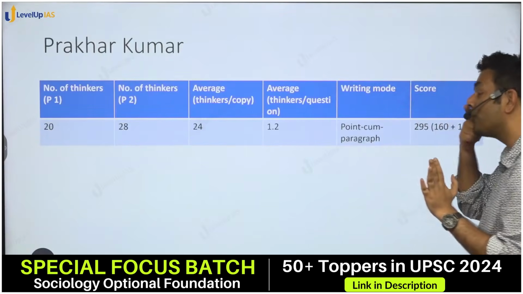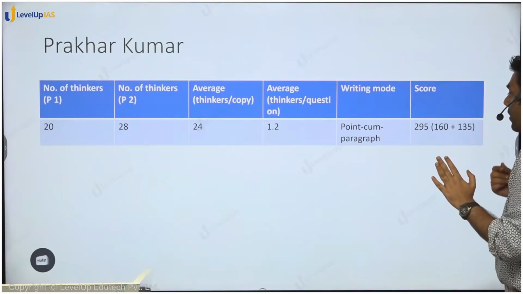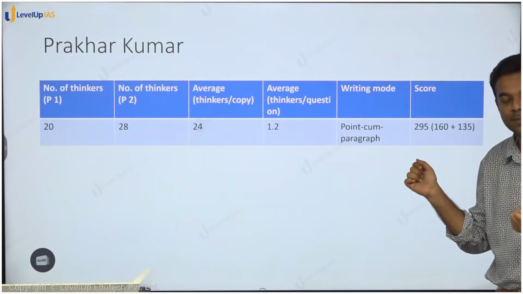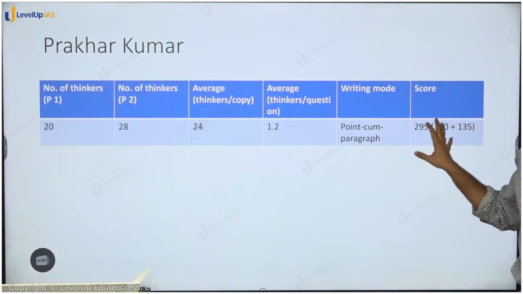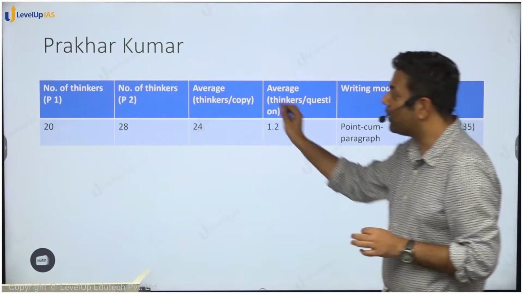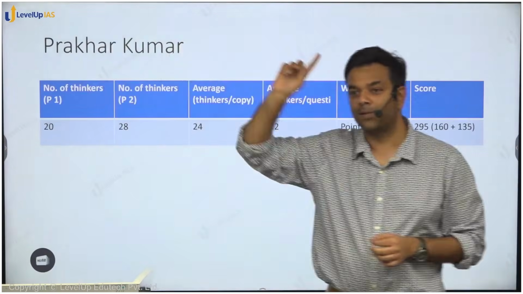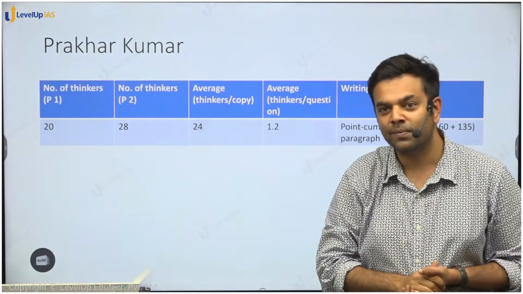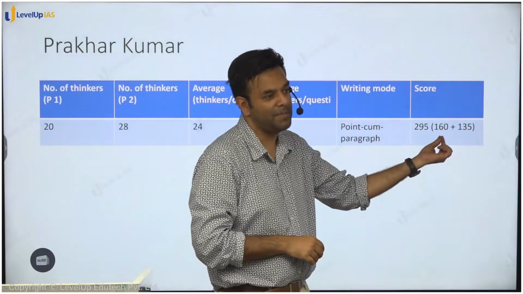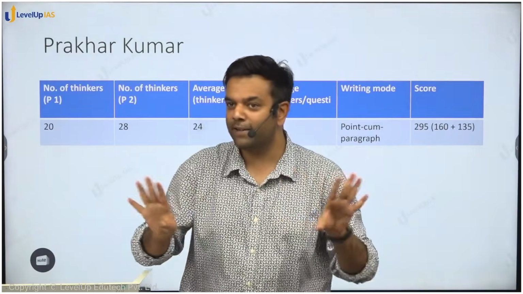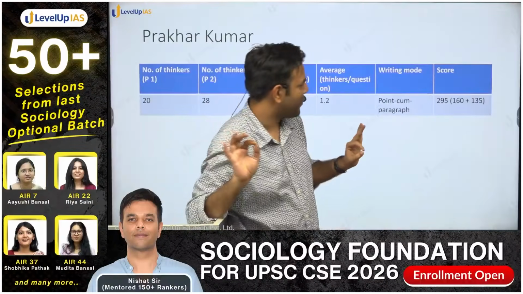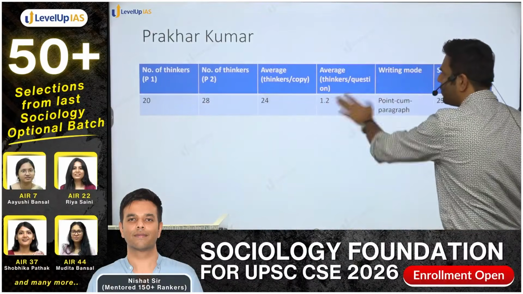Prakhar Kumar. He is also from the same batch as Vardha Khan, Animesh Pradhan and Medha Anand. And he got the highest in his batch, 160 marks in paper 1, despite having the lowest number of thinkers across toppers, 20 only. 20, this is the lowest figure, and highest marks. From here one thing becomes clear. There is no linear relationship between number of thinkers and number of marks. 1.2 is the lowest average.